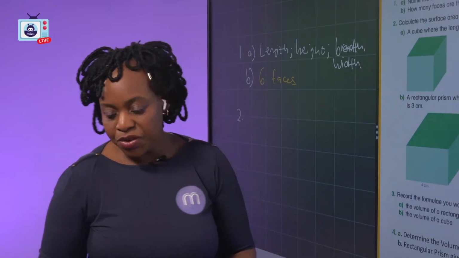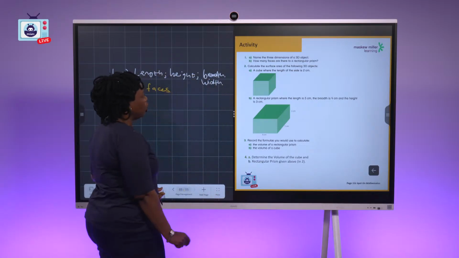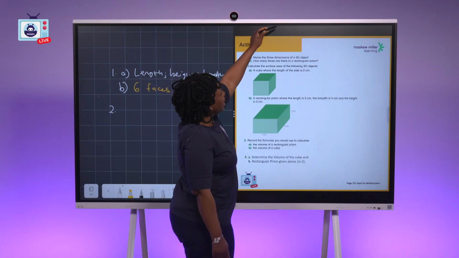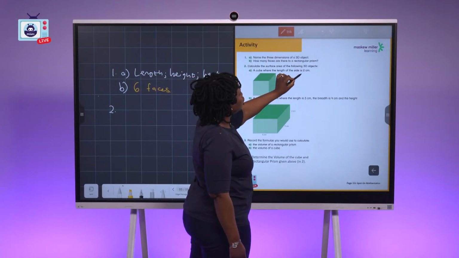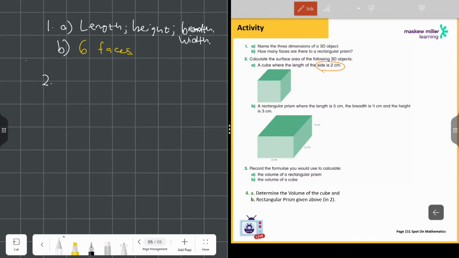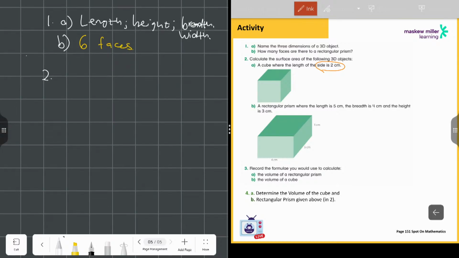Calculate the surface area, right, of the following 3D object. So we are given a cube where the length of this cube is actually 2 centimeters. So what you need to do is to remember the formula of the cube for you to calculate the surface area. So you just have to remember that the surface area should be equal to 6 multiplied by all the areas that you have. So that means you have 6 multiplied by 2 squared.